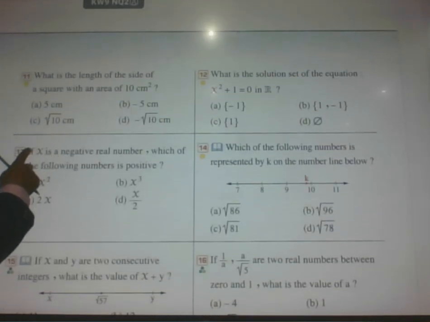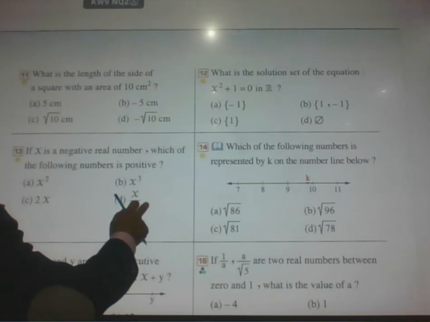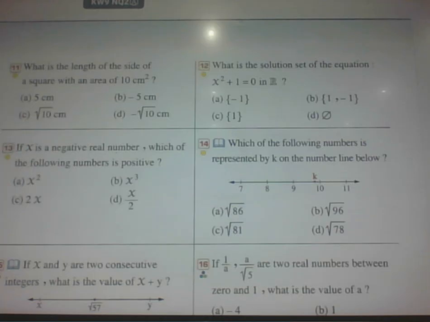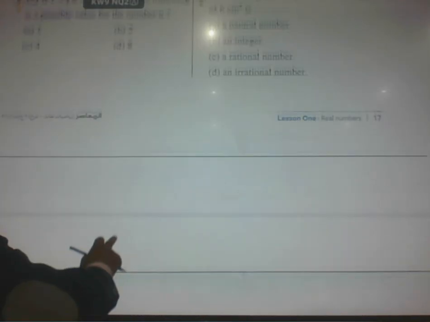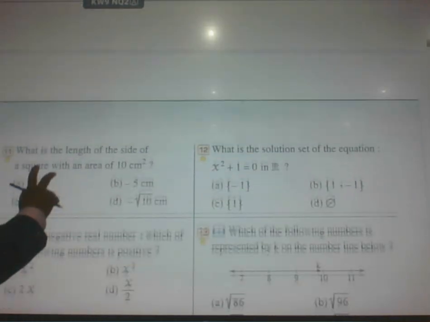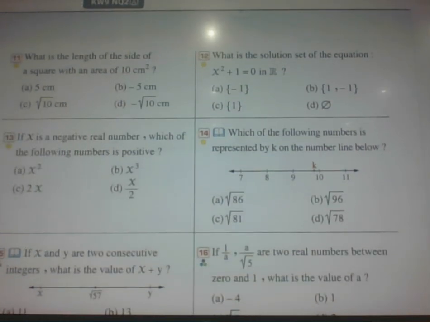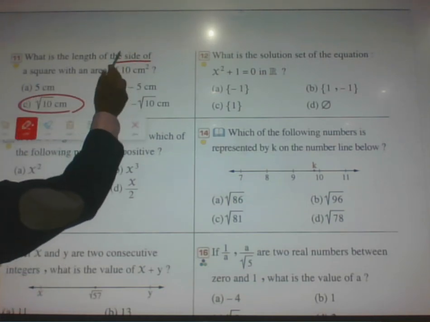Now, question number 11. Look at here. What is the length of the side of a square with an area of 10 square centimeters? We can find the length. It's like the question above. We want to find the side length of the square. Also here we can write by this method, square root of 10. Then the side length here will be square root of 10.